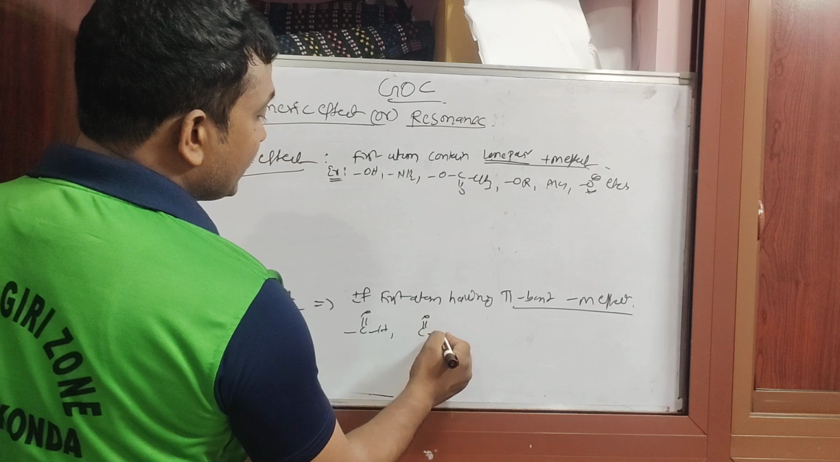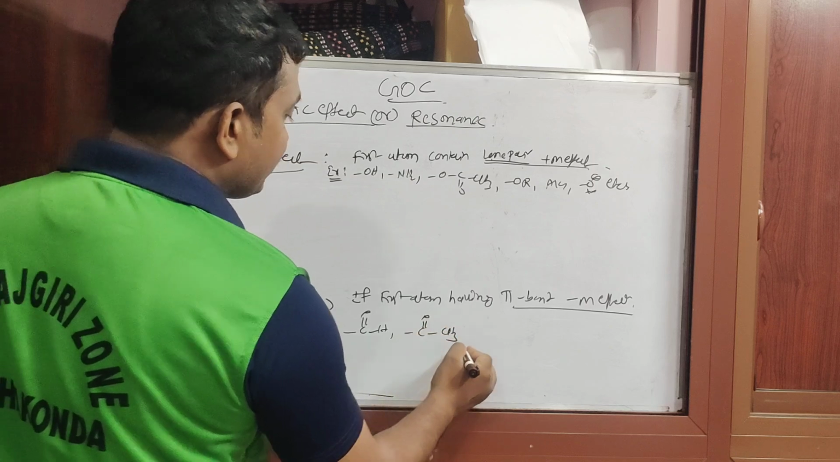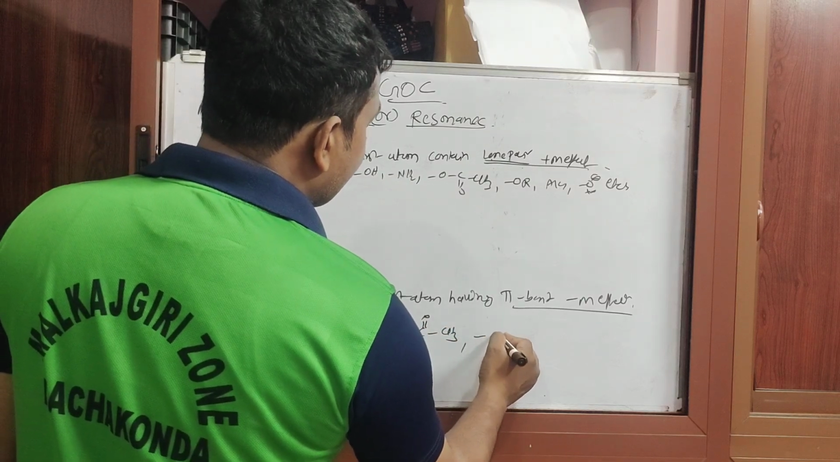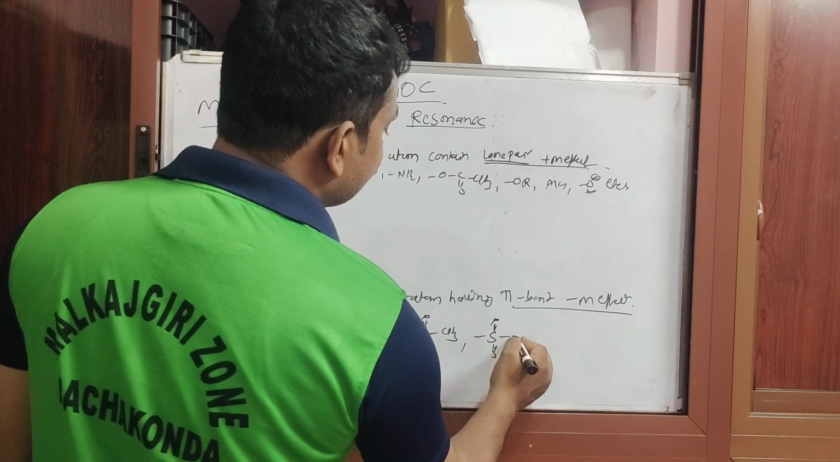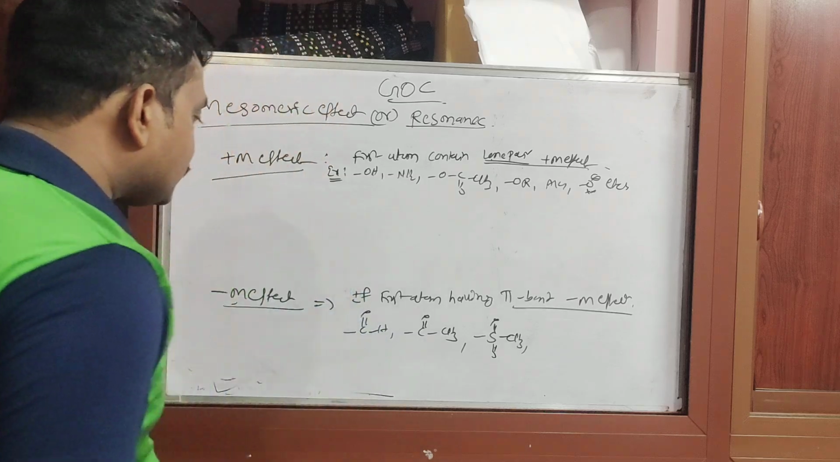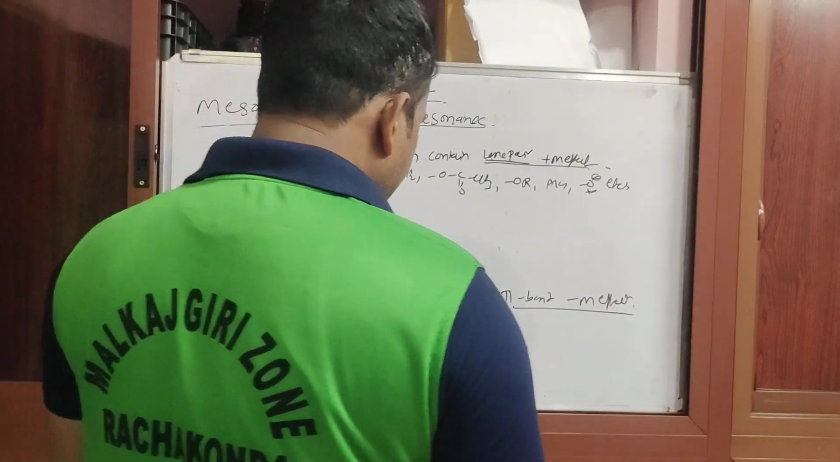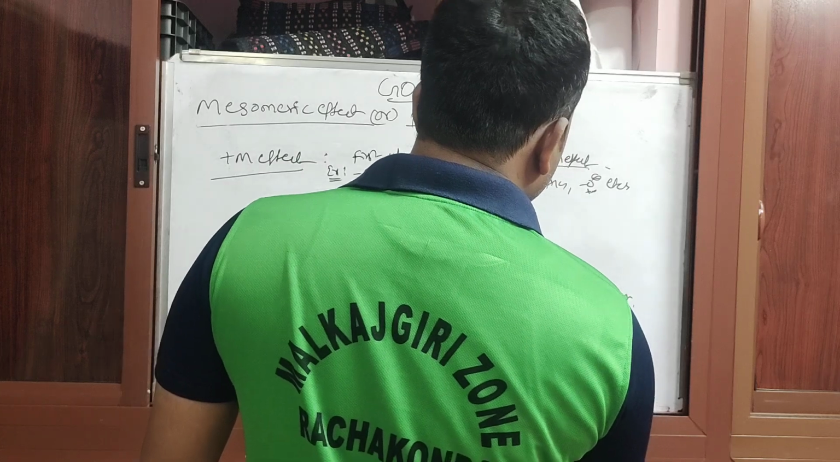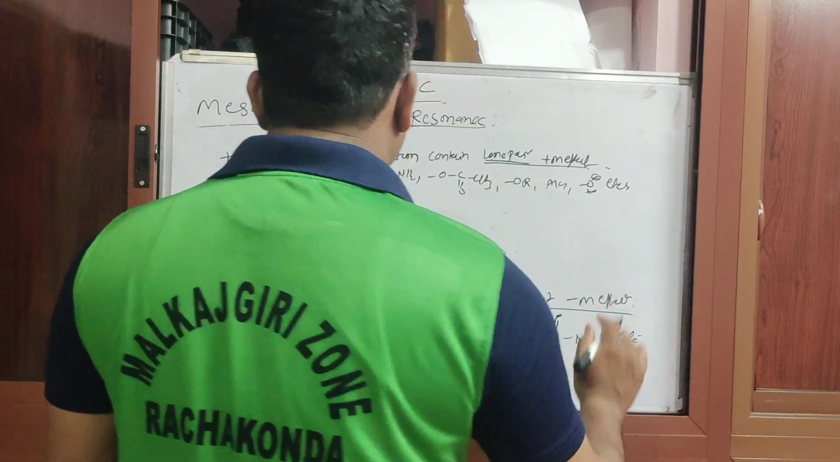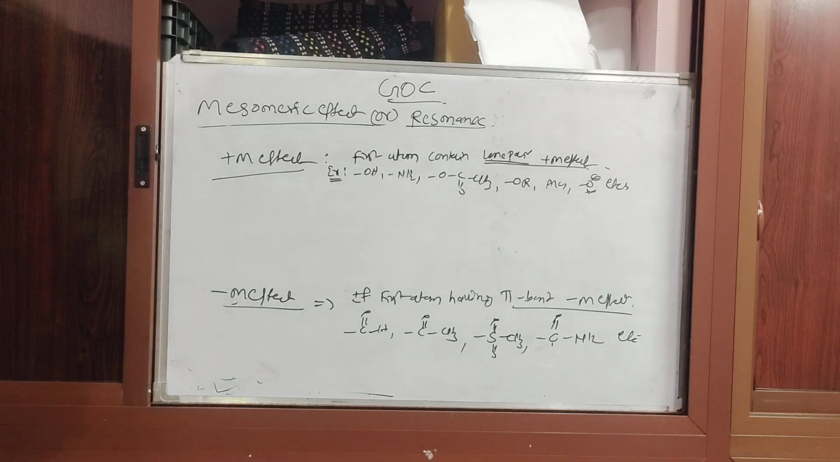In case of minus M, C double bond O, the first atom contains a pi bond. Next, C double bond O CH3, S double bond O CH3, C double bond O NH2. Like this, these are some examples showing plus M effect and minus M effect.